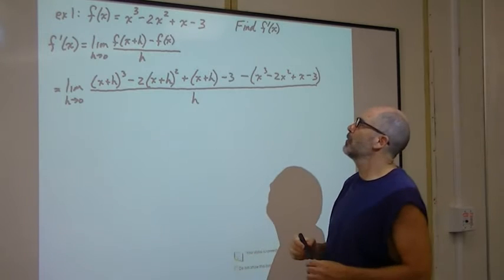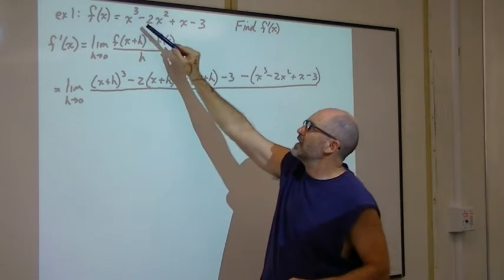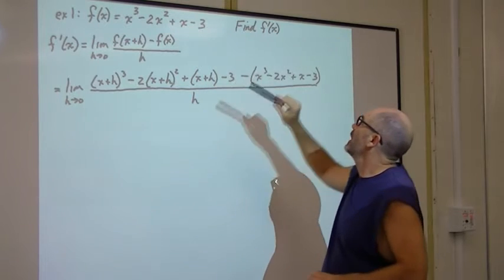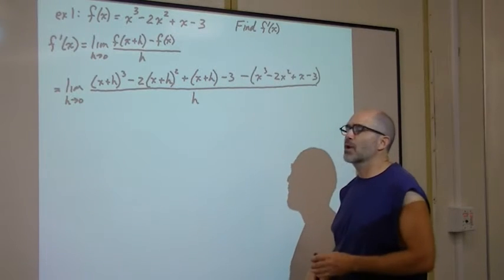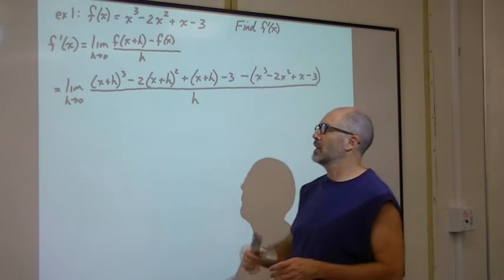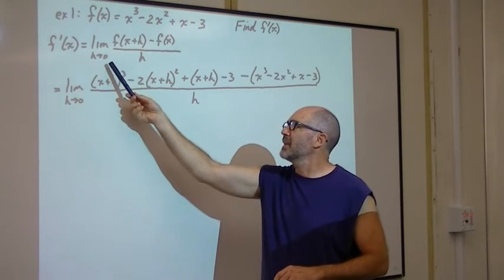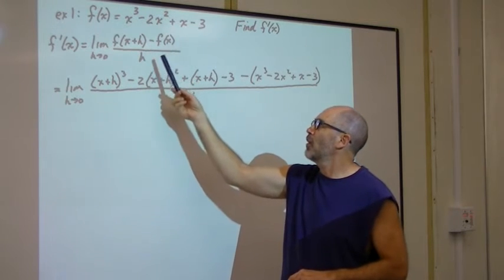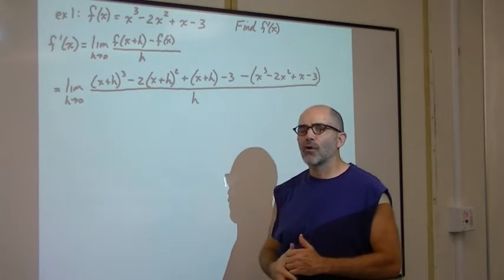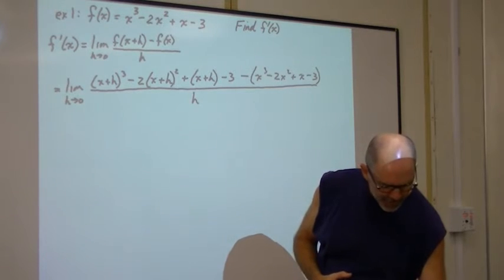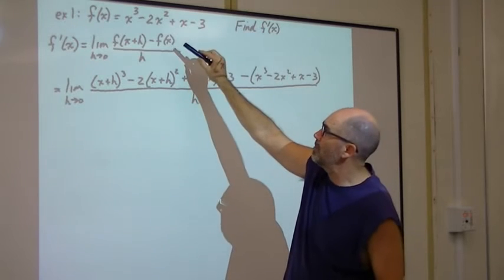All right, first example, here's our function, f of x equals x cubed minus 2x squared plus x minus 3, and we want to find f prime of x. So, as usual, f prime of x is the limit as h approaches 0 of f of x plus h minus f of x all over h. Now, do you think that could be a really important thing for you to memorize?